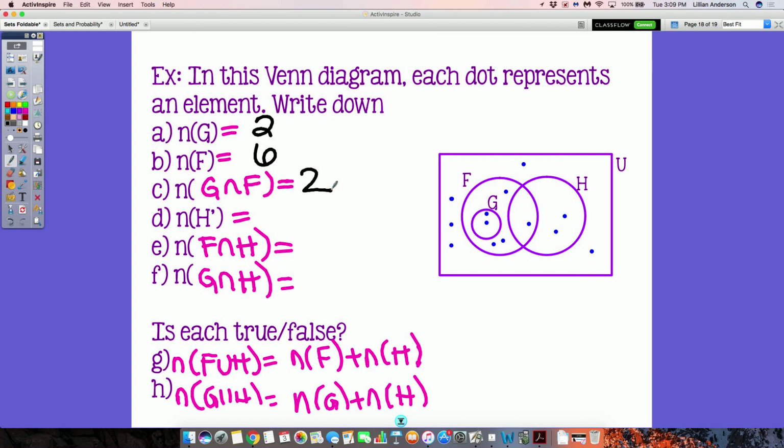Okay? The intersection between G and F. So basically it's what the two have in common, where they overlap. Considering that G is inside of F, it's technically what's in G. Now the next one. The number that's in H symbol. What does that symbol mean?